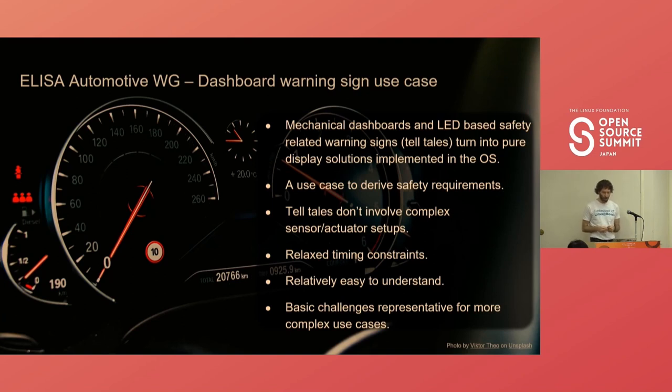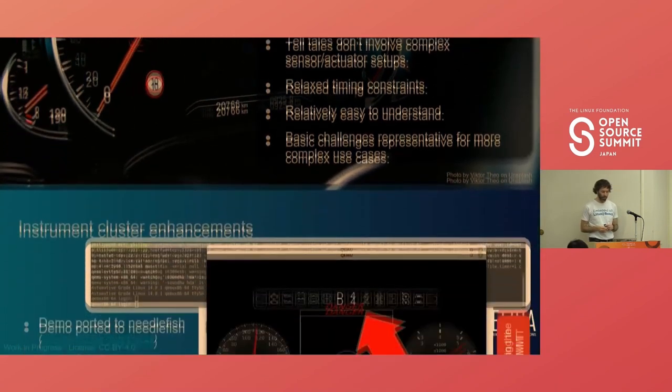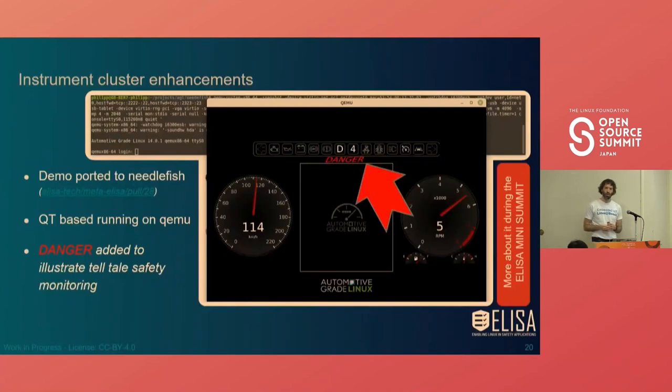Right. And how we have done this: we have recently ported our instrument cluster demo to Needlefish. You see this mark there with a danger sign. This is something where we created a signal source control list. And by this, you can corrupt a message which is coming via CAN. You can also trigger a safe state, which basically would trigger a reset and reboot of the system.